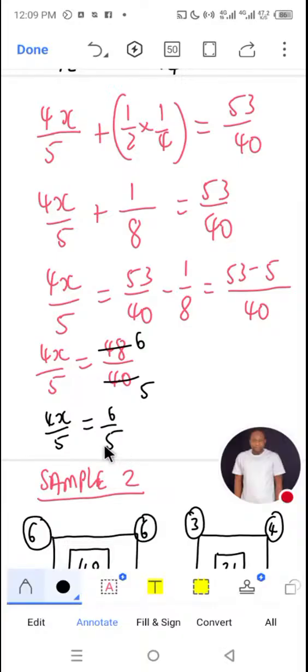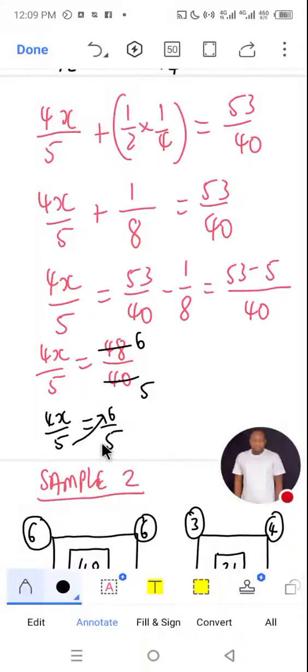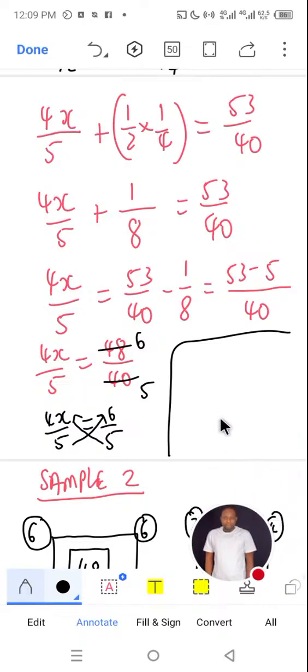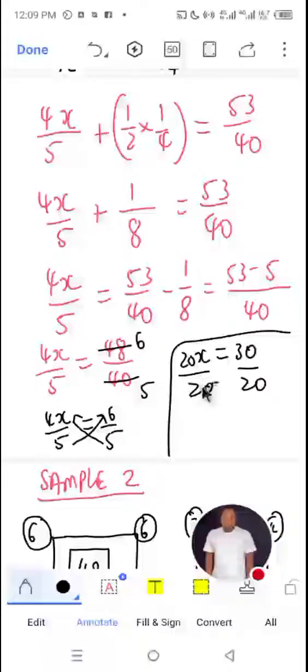Yeah, that's it. So let me cross multiply and get my answer. I'm going to do 5 times 6 and 5 times 4x. 5 times 4x is 20x, and 5 times 6 is 30. So I'll divide both sides by 20. 20x over 20, and 30 over 20 gives x equal to 3 over 2.